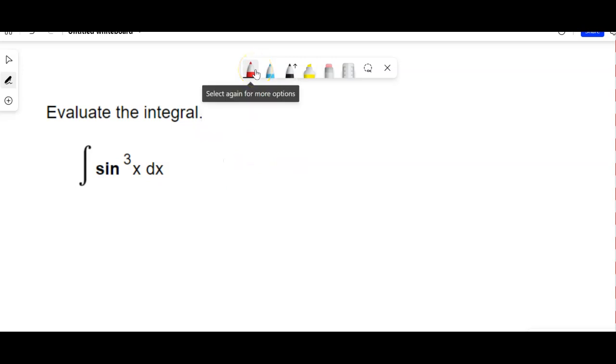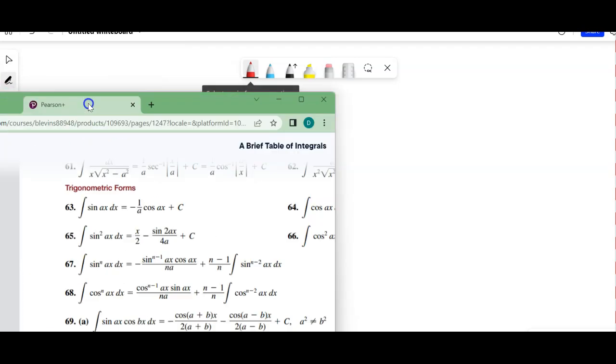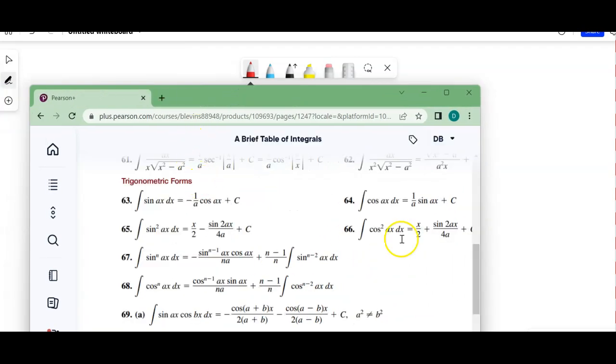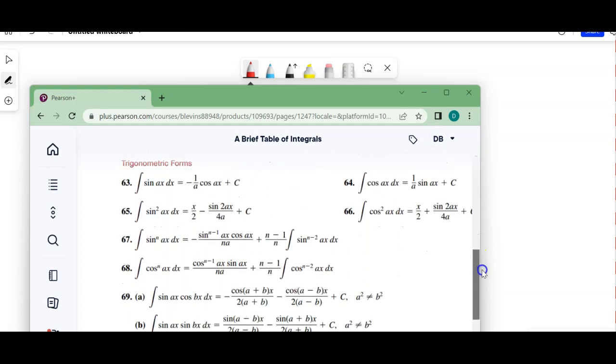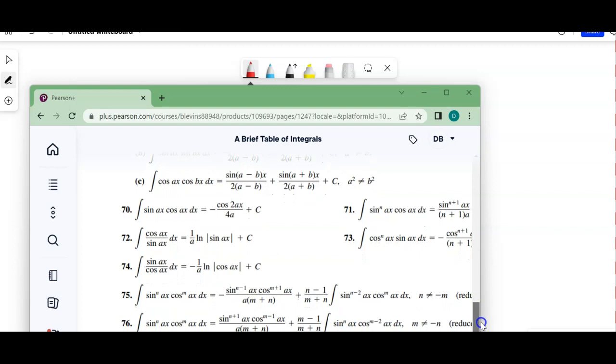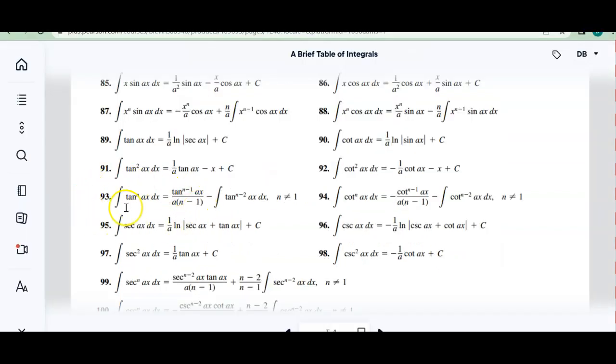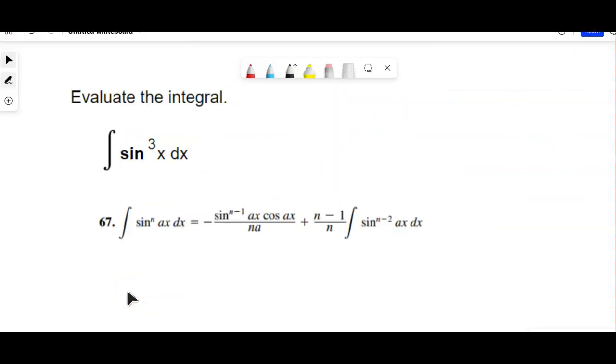All right, calculus guys, let's look at these integrals that involve trig functions raised to powers. When I'm doing these, I like to use just the table of integrals. In the table of integrals in our course, if you go a few pages in, you'll come to the trig forms. These have the sine and cosine to the n powers. If you scroll down a little further, actually it's on the next page, you'll see tangent to the nth power.